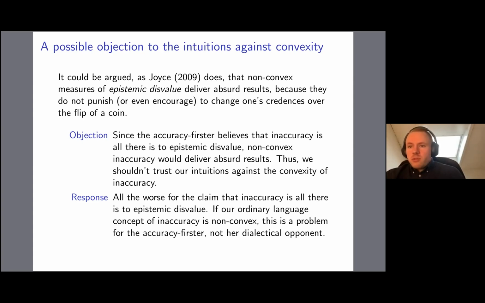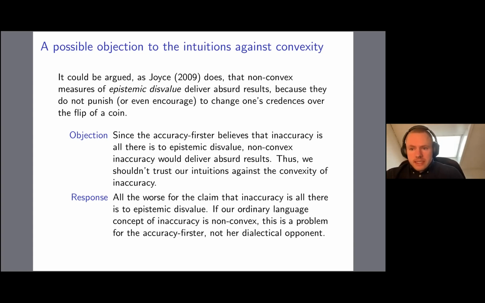Since the accuracy firster believes in credal veritism, that is, she believes that inaccuracy is all there is to epistemic disvalue, using non-convex inaccuracy measures means using non-convex measures of epistemic disvalue, and this in turn delivers absurd results. Thus, we shouldn't trust our intuitions against the convexity of inaccuracy, says the objection. My short response is simply: all the worse for claiming that inaccuracy is all there is to epistemic disvalue. All the worse for credal veritism.